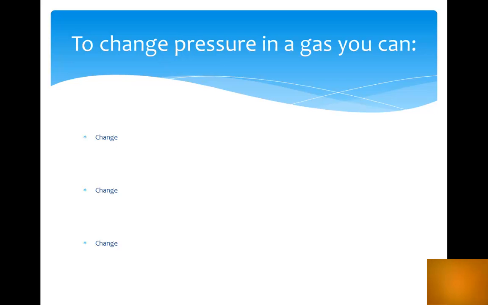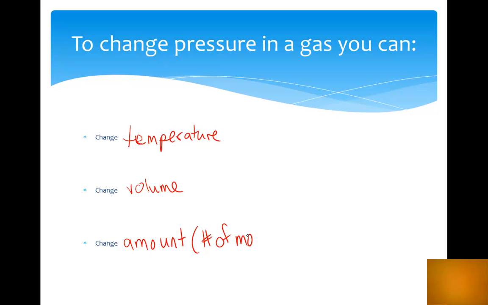To change pressure in a gas, you can do one of three major things. You can change temperature, you can change the volume of the container, or you can change the amount. And when we say the amount, we mean the number of moles and number of molecules, which we describe using our friend the mole.